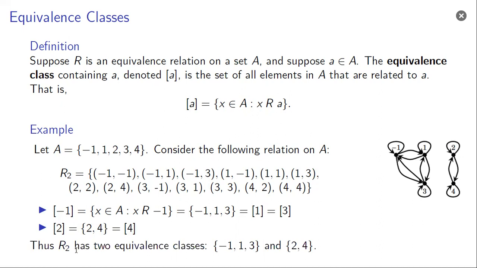Thus, this relation R2 has two equivalence classes. They are this set and this set. This is really intuitive and obvious from the diagram. There are two components of the diagram, and within each component, every element is related to everything else. There's a separation between the components. These two components correspond to the two equivalence classes of the relation. It's really nice and intuitive seeing this in the diagram.